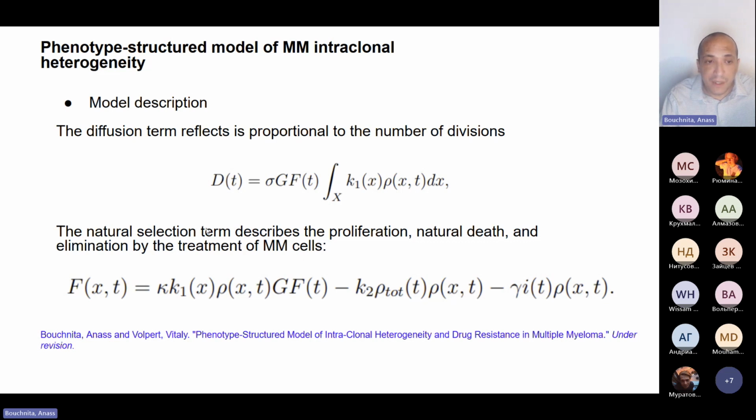And the second term, which is natural selection, consists of three terms. The first one is the proliferation of cells, which depends on the availability of growth factors, and also on the phenotype of each cell, which is included through this function, which depends on the genome. Then we have the elimination of cells by apoptosis. And finally, we have the eradication of cells by the treatment. Here the treatment is given by this function IT.